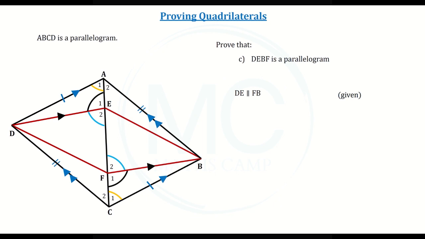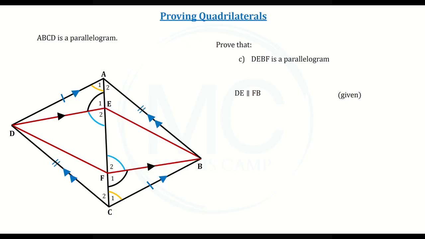Now we either need to prove that DF is parallel to EB, or we need to prove that DE is also equal to FB. Remember that we can use our answers from one part of a question to help us solve the next part. In part B, we found that triangle AED is congruent to triangle CFB. And we know that if two triangles are congruent, then corresponding sides are equal. So let's mark the corresponding sides on our diagram.